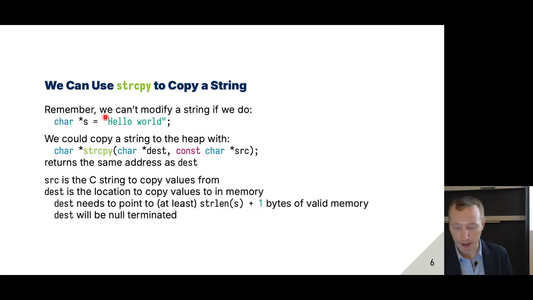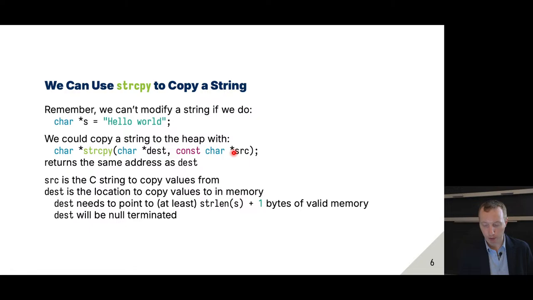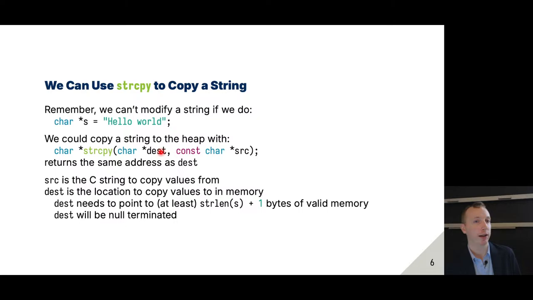It takes two arguments. Source is the pointer to the string to copy. You might notice here it has a const, so that means it will not modify that string, so it is safe to use even if it is read-only. And then the pointer to a char array called destination is where I am copying the values of the string to.